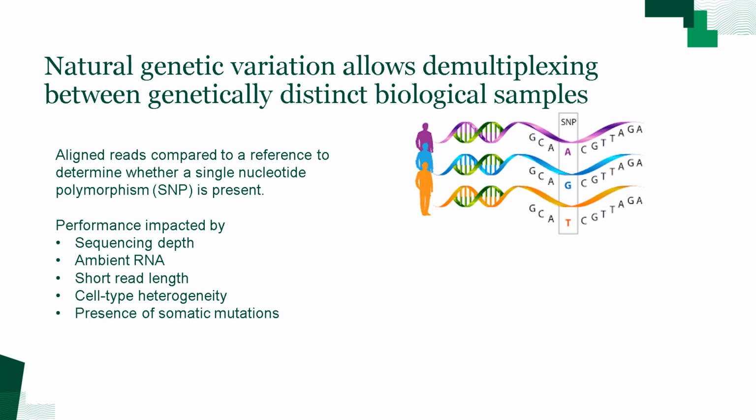Natural genetic variation can also be used to demultiplex between genetically distinct samples. So here the aligned reads are compared to a reference to determine whether a SNP, or single nucleotide polymorphism, is present at a particular location. However, these methods can be compounded by sequencing depth, ambient RNA, short read length, cell type heterogeneity, or the presence of mutations.